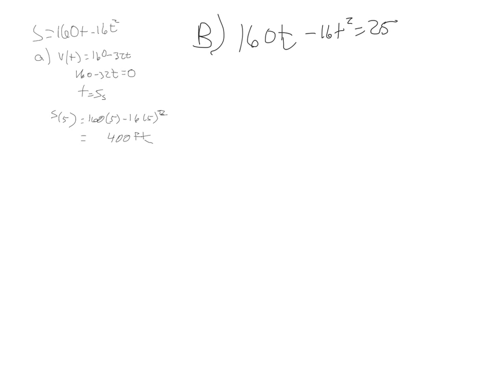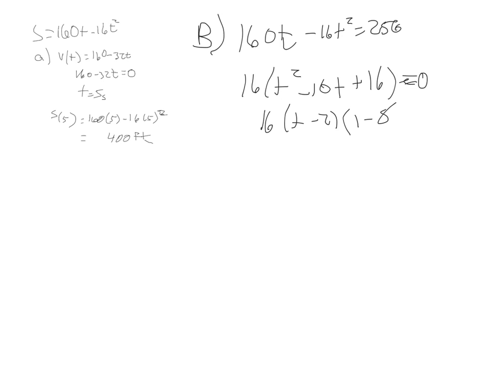Which is going to give us a positive 16t squared minus 160t plus 256 equals 0. I have to solve a quadratic equation. Or I could use a formula, but I always try factoring. Looks like I can factor out a 16. So I factor out a 16, I get t squared minus 10t plus 16. Factoring, I get t minus 2, t minus 8.